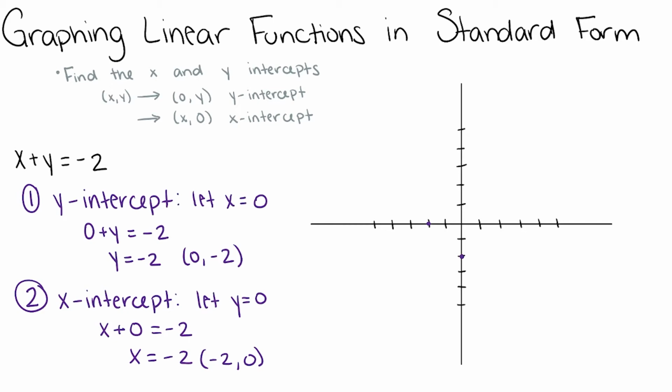So now that we see our x and y intercepts, we can graph the line by drawing a line through these 2 points that extends past both points. As we can see here, by using our intercepts, we're able to find the line that represents our function x plus y equals negative 2.